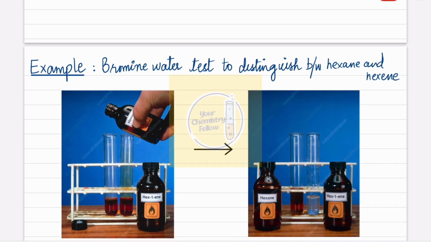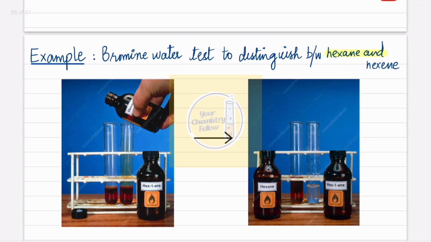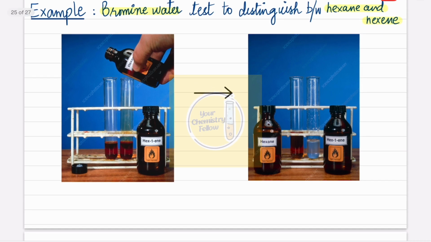For example, here is a test to distinguish between hexane and hexene using bromine water. The aqueous solution of bromine is also known as bromine water. On the left hand side, both of these test tubes consist of bromine water. Hexane is added to the left test tube and hex-1-ene is added to the right hand side test tube. After the reaction, the solution in the left hand side test tube remains unchanged. As hexane is a saturated compound, it consists of only carbon to carbon single bonds, so it does not decolorize the aqueous solution of bromine.